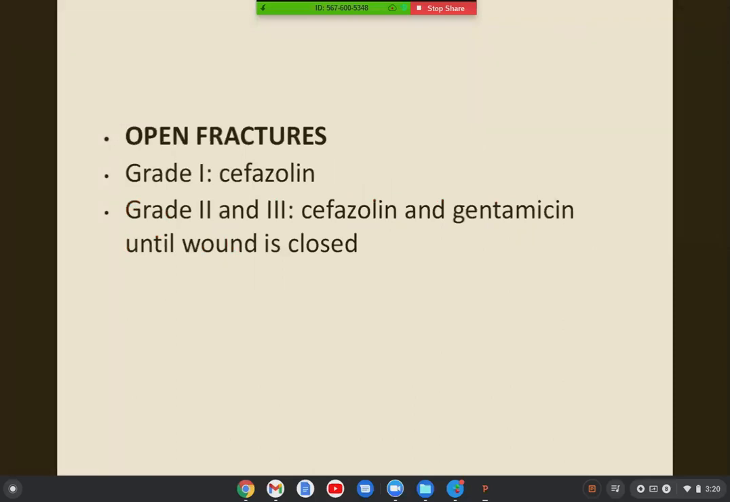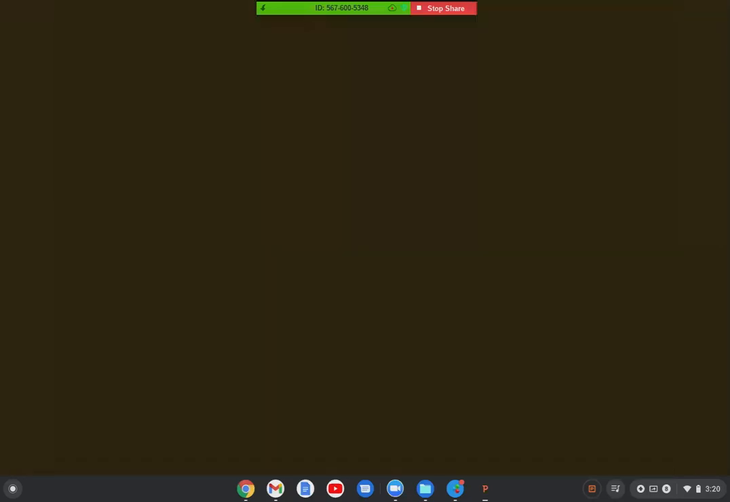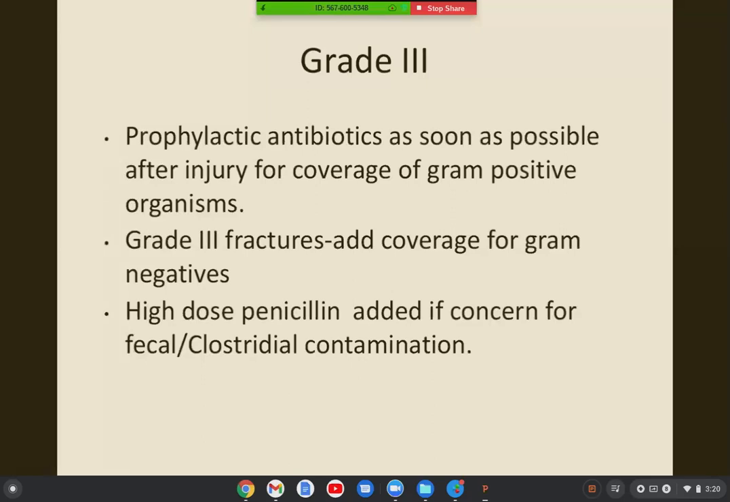Cefazolin or a second-generation cephalosporin is good enough for grade 1. Cefazolin and gentamicin are used for grades 2 and 3 until the wound is closed. For grade 3, prophylactic antibiotics should be given as soon as possible after injury for coverage of gram-positive organisms. We have to add gram-negative coverage as well. And if we are thinking about fecal or clostridial contamination, then high-dose penicillin.